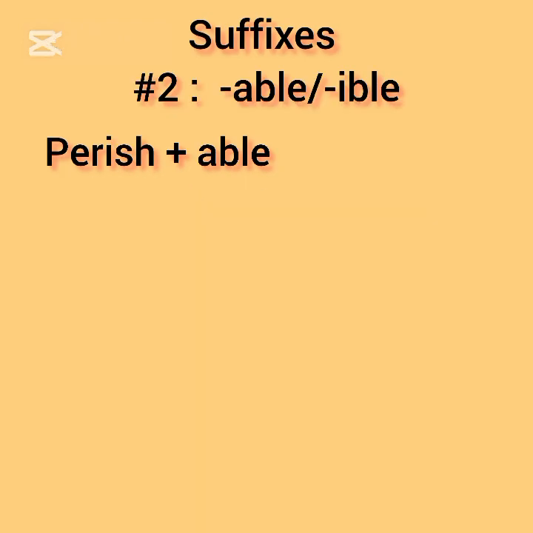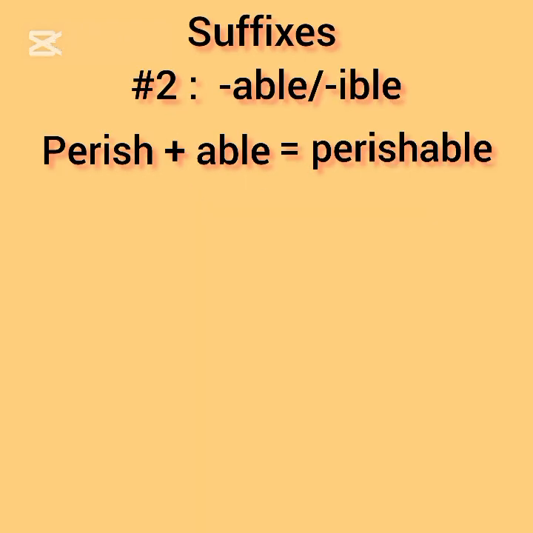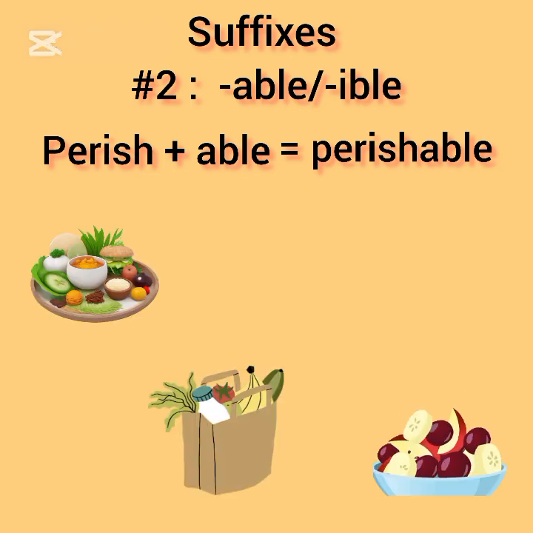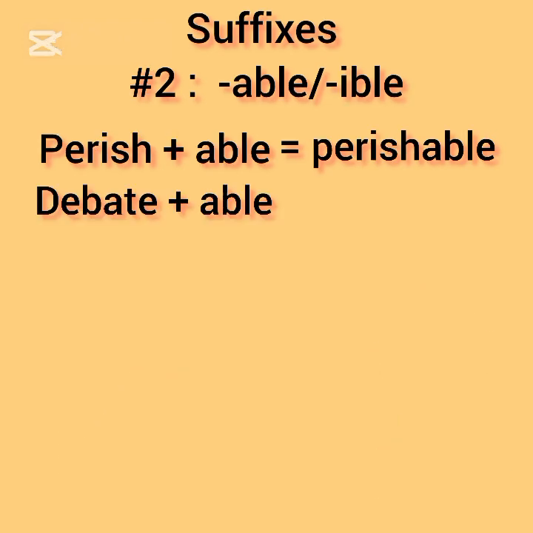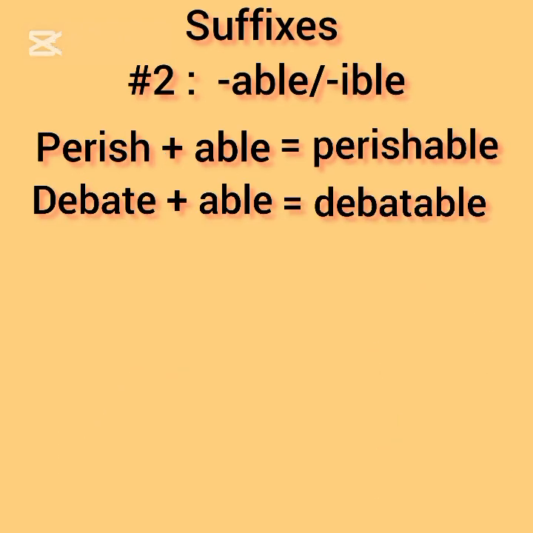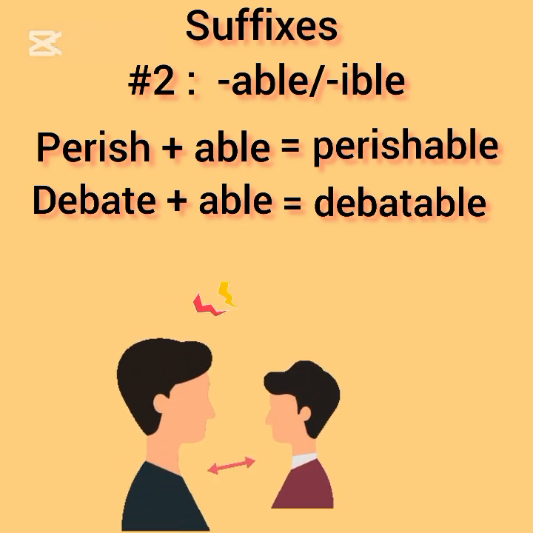First up, perishable. Perishable describes items, especially food items, that can spoil or decay. For example, milk and fruits are perishable. The next word is debatable, which is formed by the verb debate plus able. So anything which is open to discussion or an argument is called debatable.